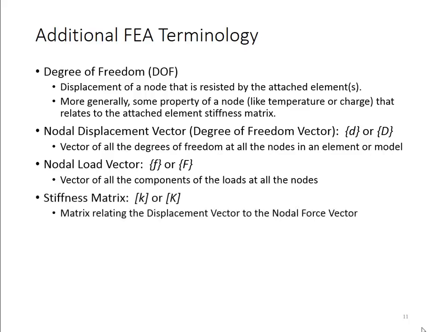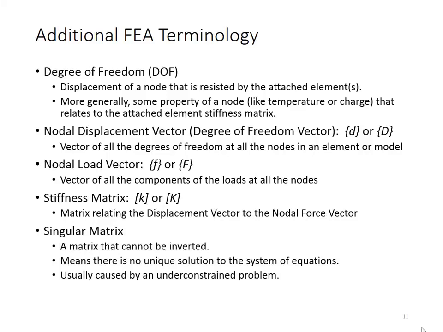A stiffness matrix is what relates the displacement vector to the nodal load vector. So the stiffness matrix is always a square matrix, and it has the number of columns and rows corresponding to the total number of degrees of freedom in the element or in the entire model. By the way, the lowercase throughout here I'm using to indicate the element properties, and the uppercase corresponds to the whole system properties after we assemble them.